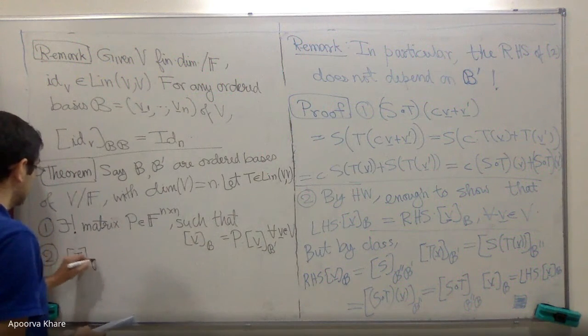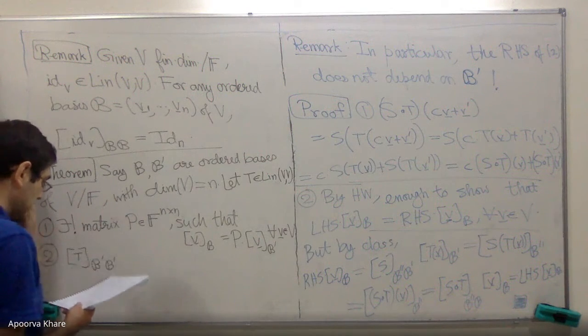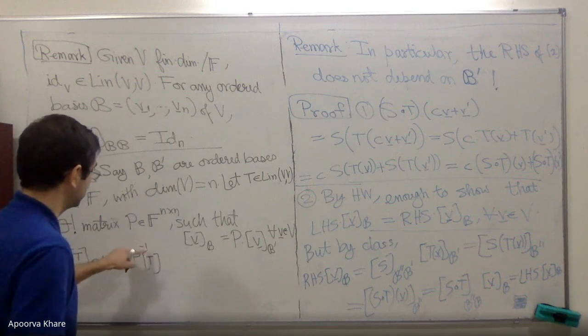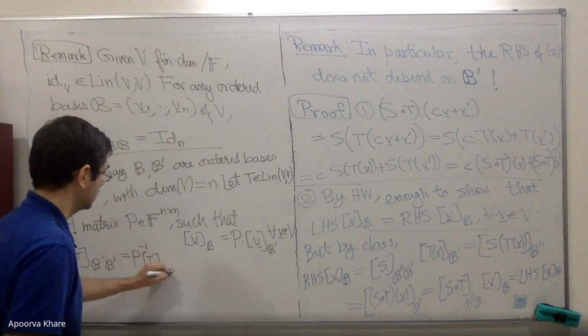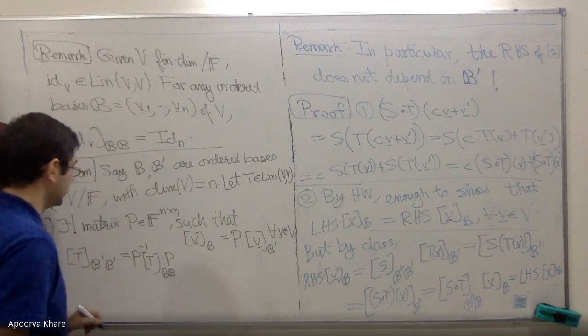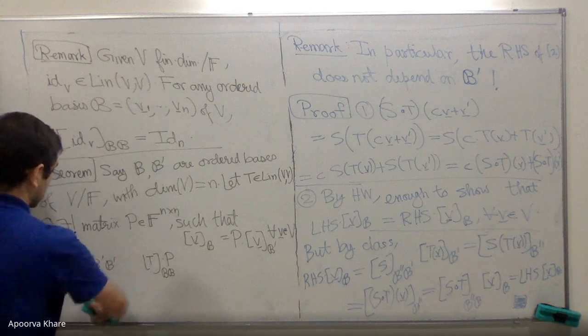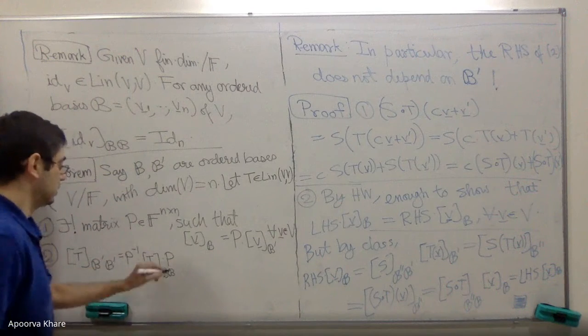T with respect to B prime is P inverse times the matrix of T. This is a matrix, remember? So everything here is linear algebra. So P inverse times T times P, for all T.